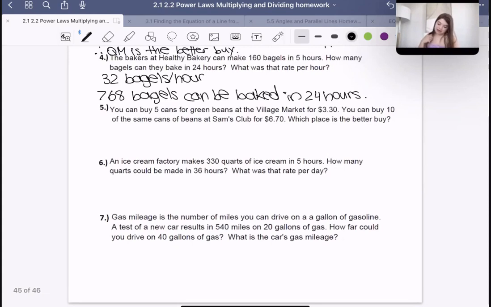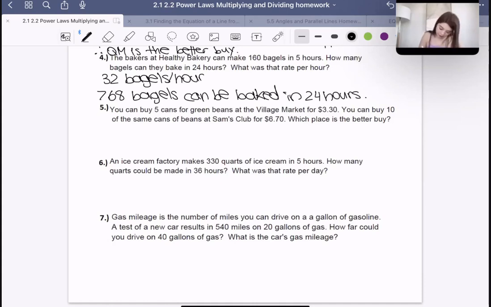Okay. Number 5 says you can buy 5 cans of green beans at Village Market for $3.30. You can buy 10 of the same cans of beans at Sam's Club for $6.70. Which is the better buy? So Sam's Club is actually going to be slightly the better buy. You'll save 10 cents throughout your purchase by going to Sam's Club. But let's do that with the unit rates. That's what they really want us to do.